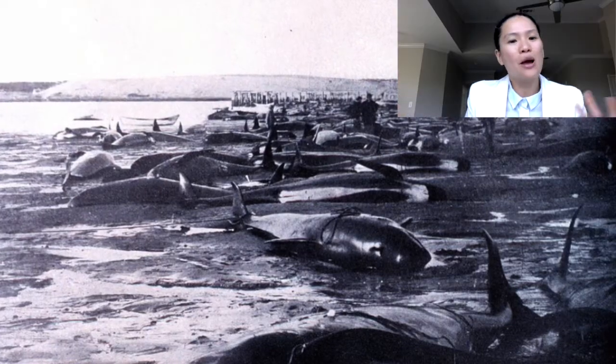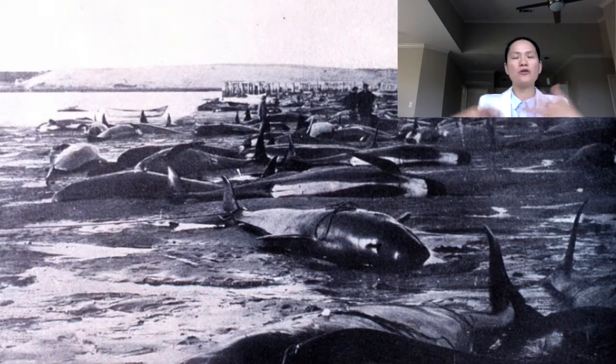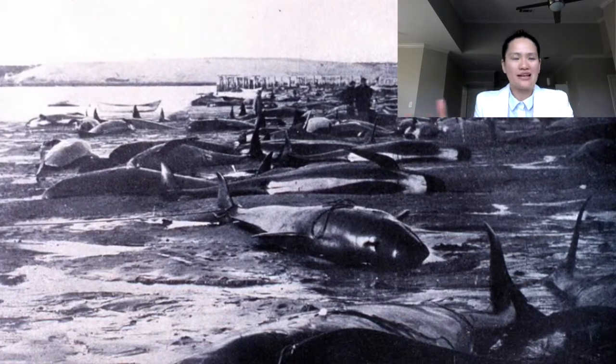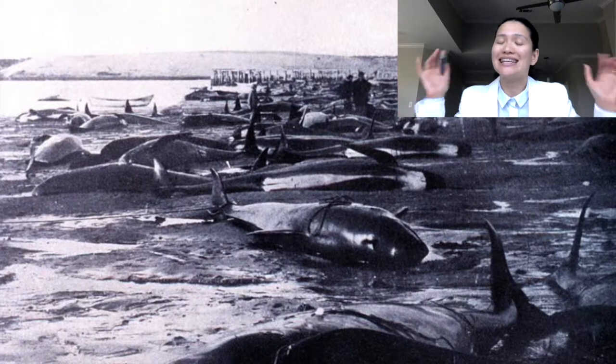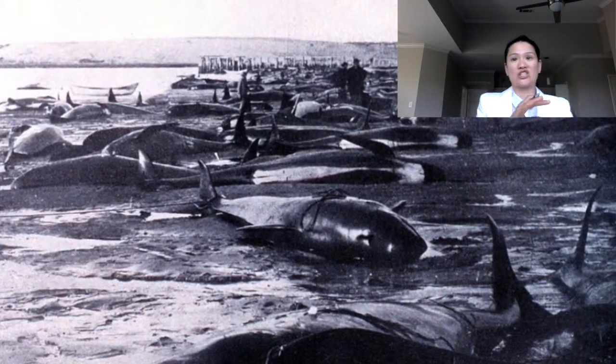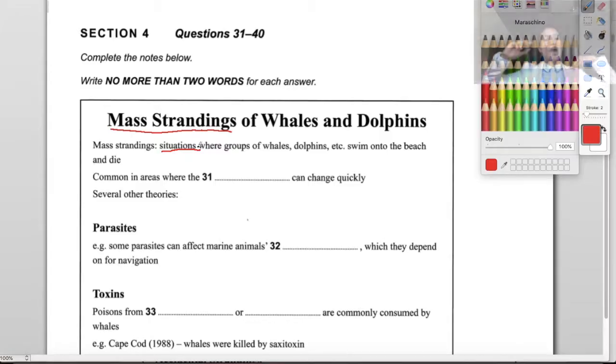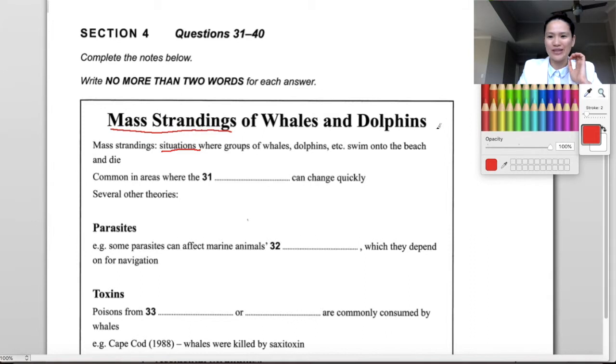Yes, that's it. Mass stranding is the situation where a group of whales or dolphins or many kinds of sea creatures, but in this passage it means whales or dolphins, swim onto the beach and die. It looks like this picture. What I'm going to do here is listen to the audio and do all the questions together, but I will go quite quick so you can see the idea.